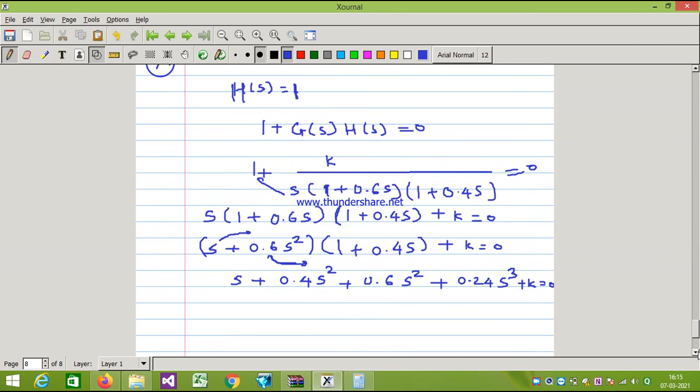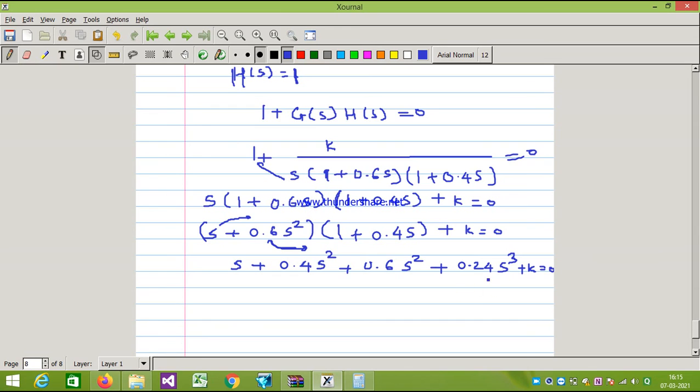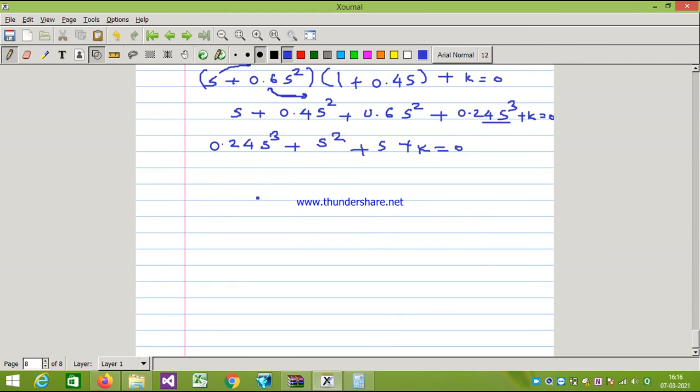This equation we get. Just put it in descending order. So s cube, initially 0.24 s cube, plus 0.6 s square plus 0.4 s square. See, both are s square here, so can we add this 0.4 plus 0.6? It becomes 1, so it is s square only. Then s, then K is equal to 0. Now just put everything in the RH table. So the RH table is very much simple now.